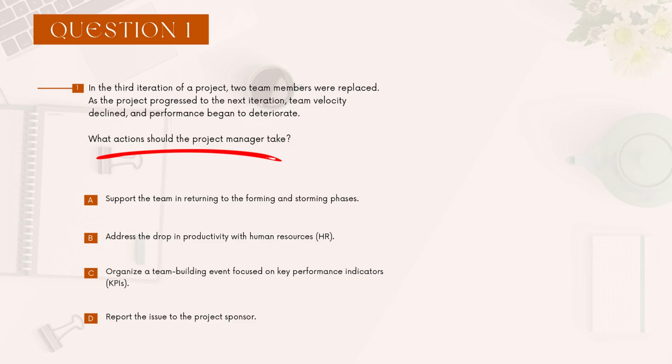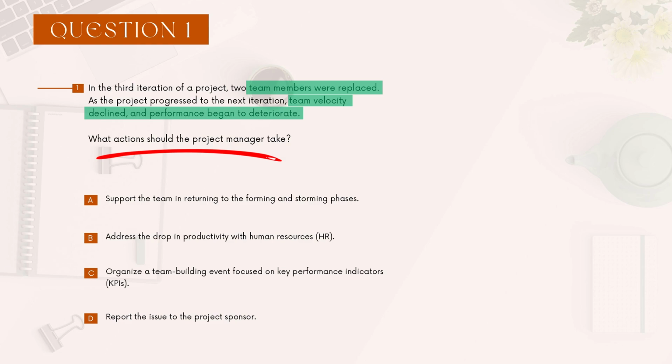So the problem statement, which is our first step, we need to figure out what the problem is. Remember, and I'm going to repeat this only once, if you are reading the problem, you need to read with the intention of figuring out what the problem is, or you're going to have to go back and read it 2 times and 3 times. It's going to consume too much time. That being said, the problem here is that some team members were replaced, which resulted in team velocity declining, which resulted in performance declining as well. What should we do? Support the team in returning to the forming and storming phases.